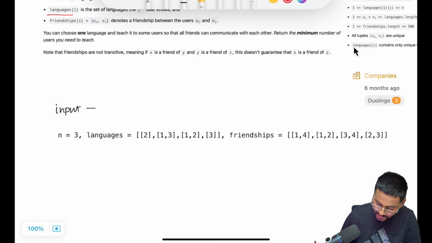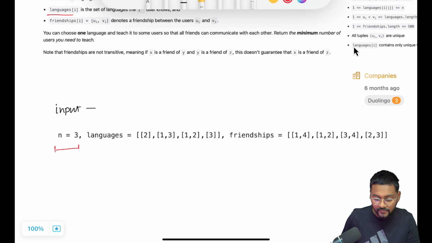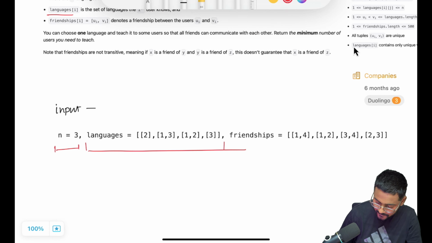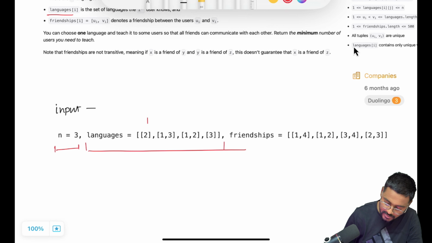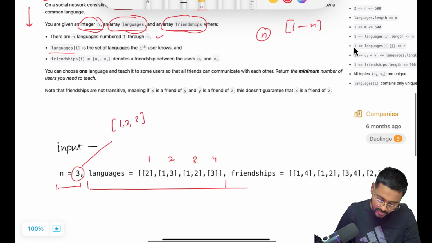If I directly show you with this input example, we have n equal to 3. It means we have 3 languages in the picture, and this is the languages array, which shows that the ith person knows these many languages. So the first person knows language number 2, the second person knows languages 1 and 3, the third person knows languages 1 and 2, and the fourth person knows language 3. And n equal to 3 means only 3 languages are there: 1, 2 and 3, starting from 1 to n, as given in the problem statement.